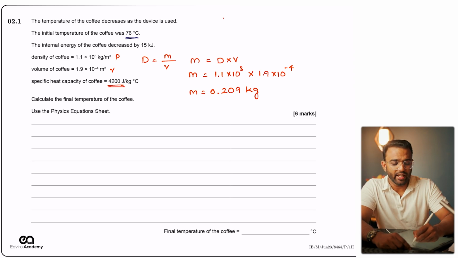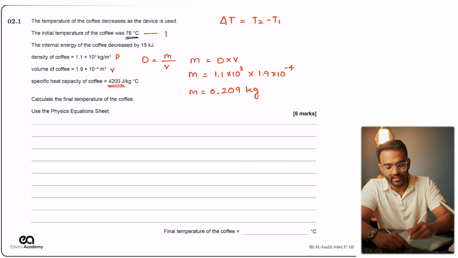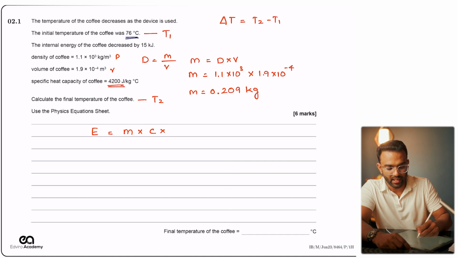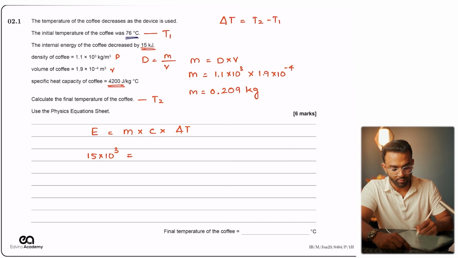So you see, whenever we have change in temperature, we can write T2 minus T1. T2 is the final, T1 is the initial. So we say this is the initial T1 and the final we want to work out is T2. Okay, so the formula goes energy equals mass times specific heat capacity times change in temperature, which is our delta T. So we could write the energy here. The energy is 15 kilojoules. So I'm going to write 15 times 10 to the power of 3. Kilo means 10 to the power of 3, okay? And times mass, we just worked it out, 0.209 times specific heat capacity of coffee, 4,200, which is already given.